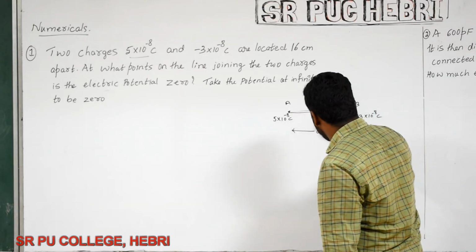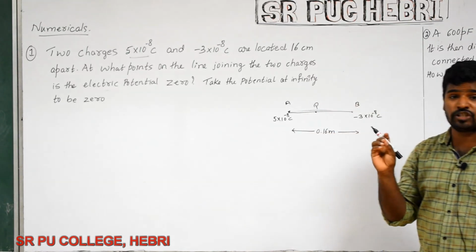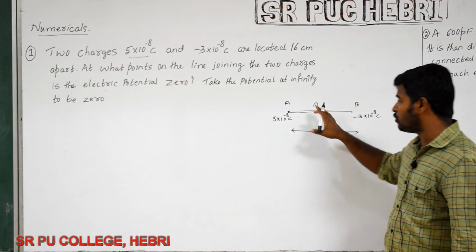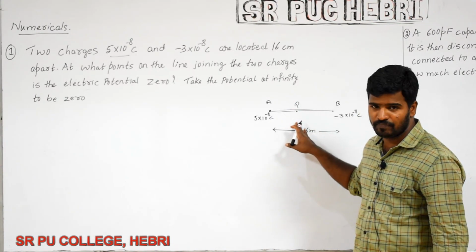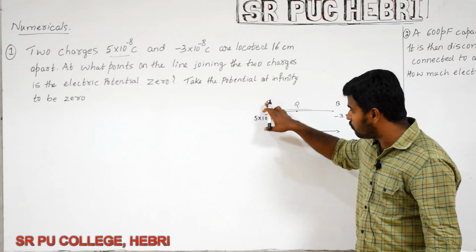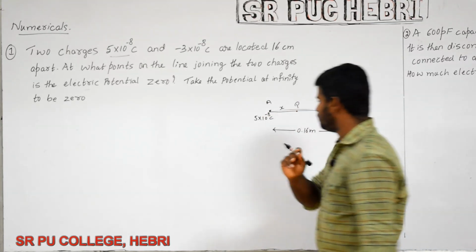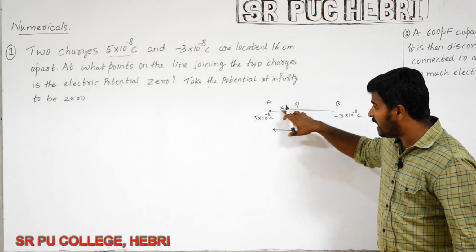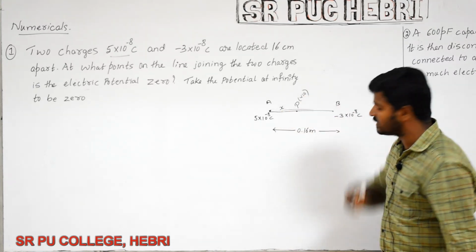Now the question: at what points on the line joining the two charges is the electric potential 0? Suppose you have taken one point, expressed by P, the point P at which the electric potential is 0. Is it clear? Now the distance from the first charge, that is the point A, to P is expressed by X. From the charge Q1 to the point P the distance is X, and at the point P we are assuming that the electric potential V is equal to 0.